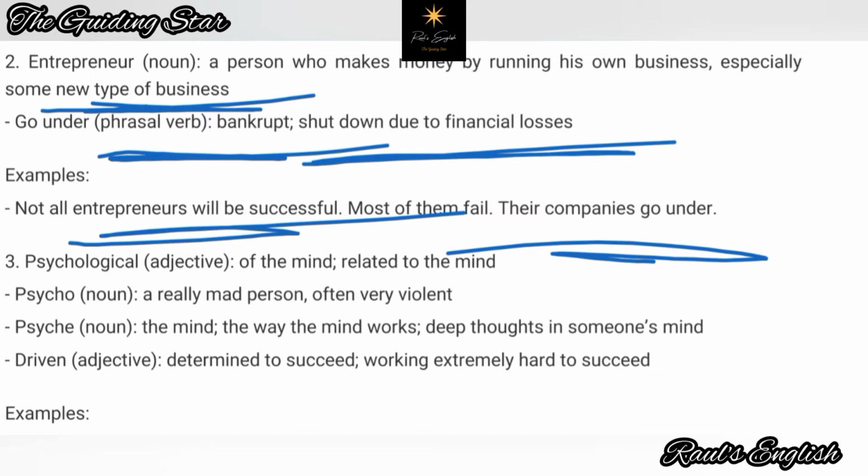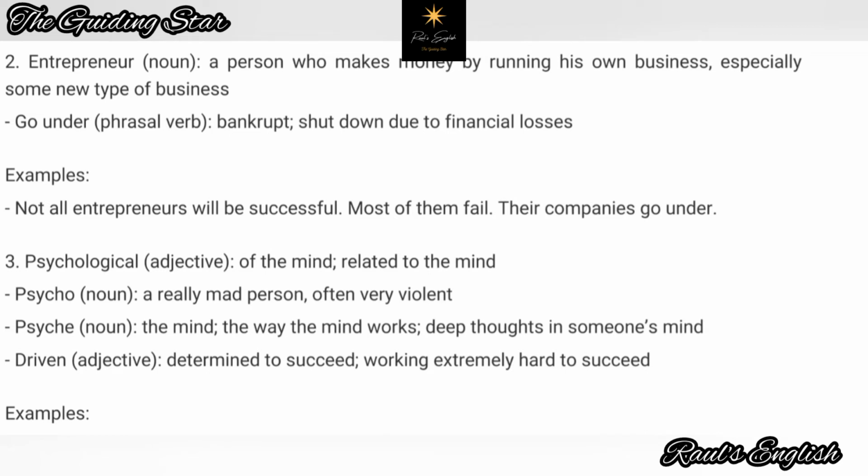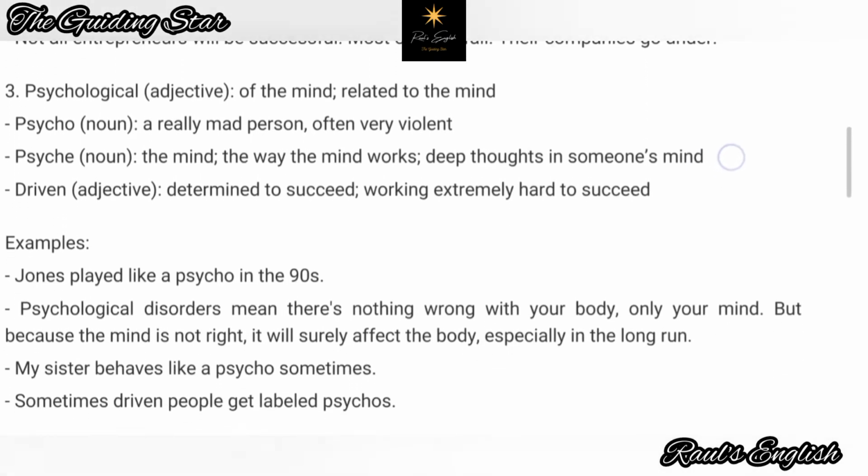Many times until they find success. So if you're looking to be an entrepreneur, get ready to have some failures along the way. Don't expect instant success. If you get it, it's good, but if you don't get it, don't lose heart. Right, number 3 is psychological.